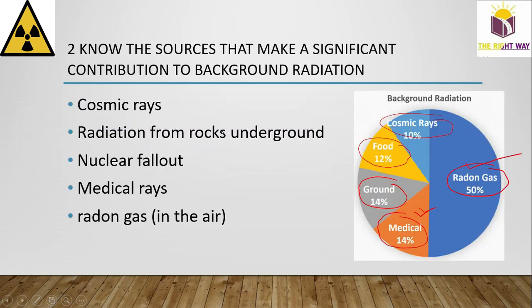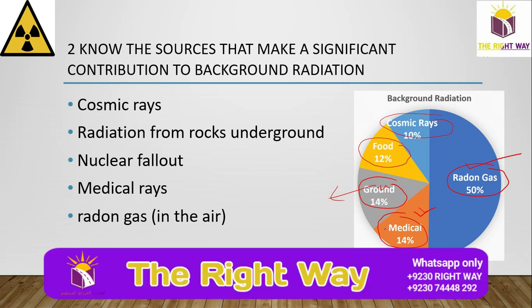And what are the contributions to the background radiation? Background radiation is contributed by radon gas 50%, cosmic rays 10%, food 10%, and the ground or stones, the radioactive substances below the surface of the earth. And for medical treatment, we use radiation, like X-rays.